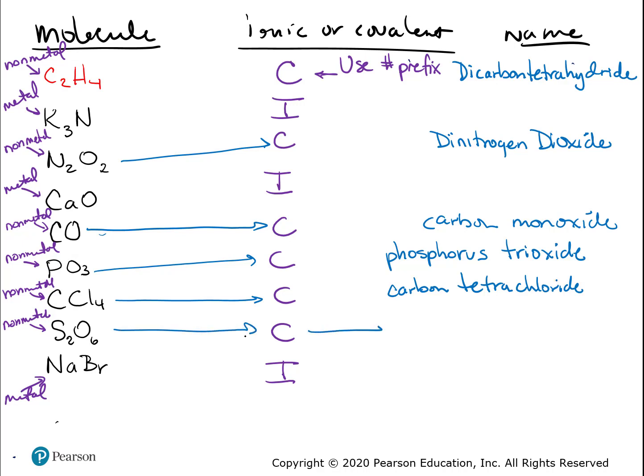All right, what about this last one? So here's the last covalent one. Then we're going to go back and do the ionic. So S2O6. S2. Disulfur, right? You use the whole name, even though that sounds strange. Disulfur. And then, what is 6? Hexoxide. Disulfur, 2 sulfurs, hexoxide.